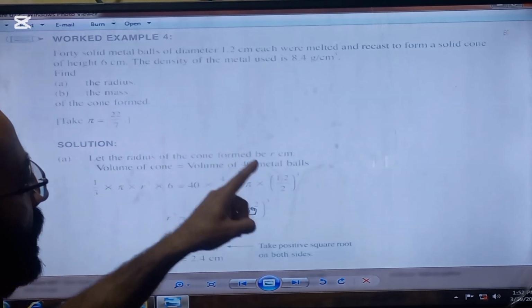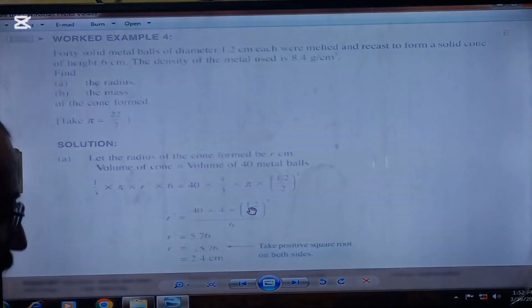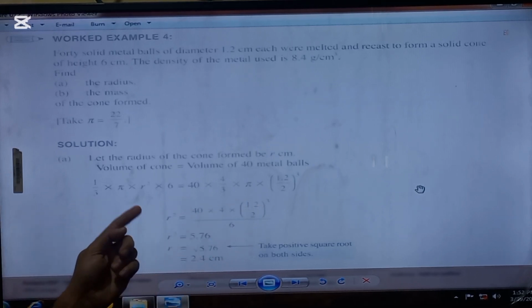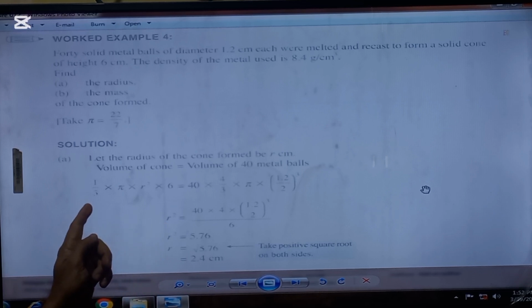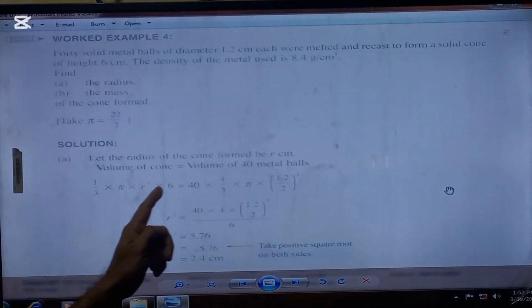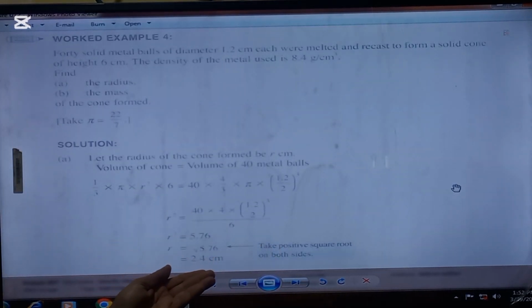This is the diameter. The diameter will be divided by 2 to get the radius. And at this step, we will rearrange these values to find the value of R. R squared will remain here. And from here, 3 will be multiplied to the right side, and pi and 6 will go to the bottom. And from here, we will use the calculator to get the answer for the R of the cone.